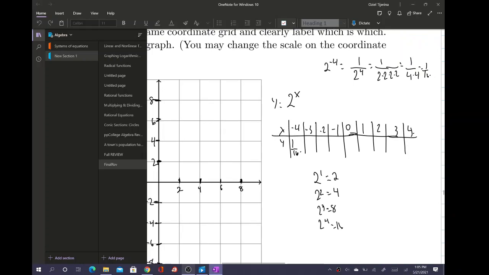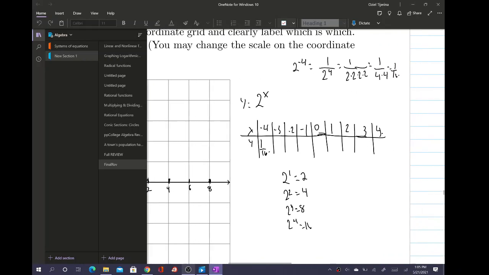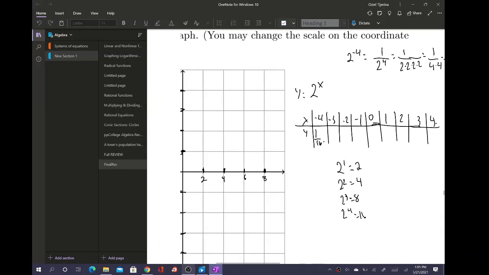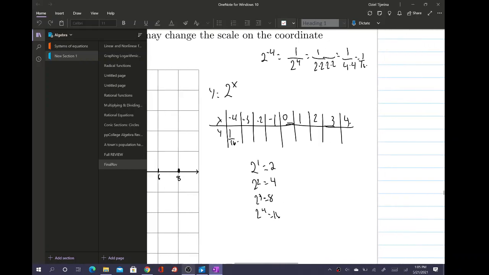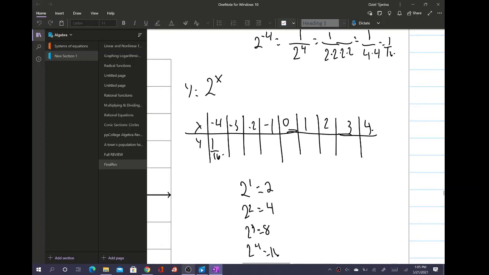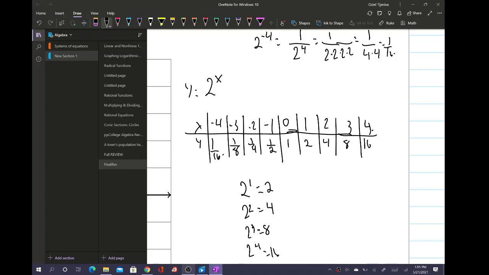Notice that when it's a negative exponent, you just have to flip it over. So 2 to the negative 3 would be 1/8. To the negative 2 would be 1/4. To the negative 1 would be 1/2. 2 to the 0 is always 1. 2 to the 1st is 2. 2 squared is 4. 2 cubed is 8. And then 2 to the 4th is 16.